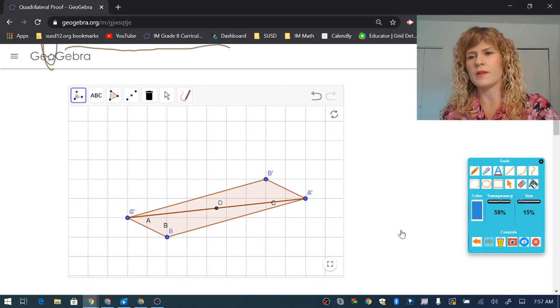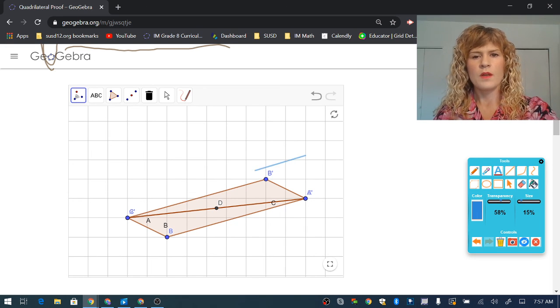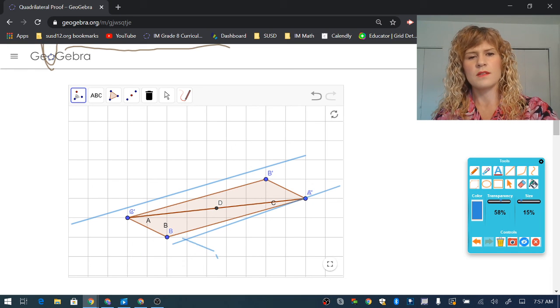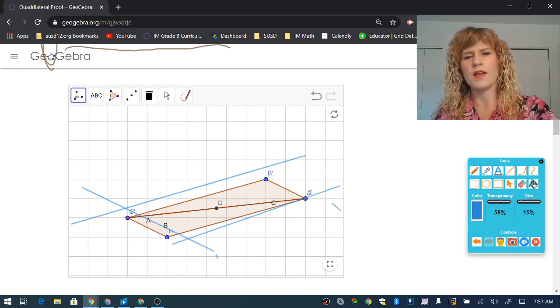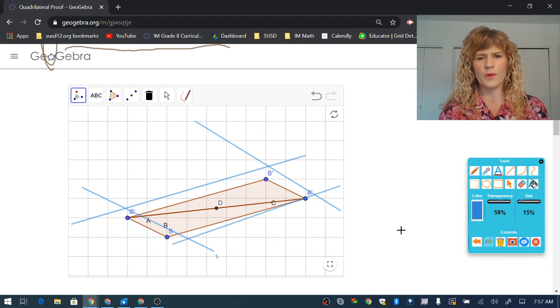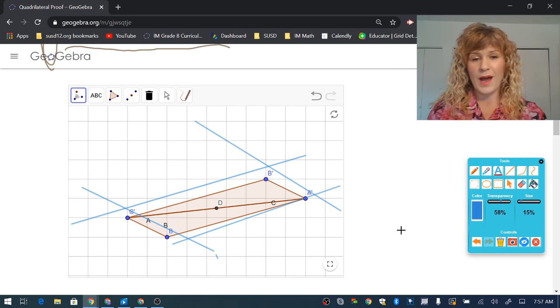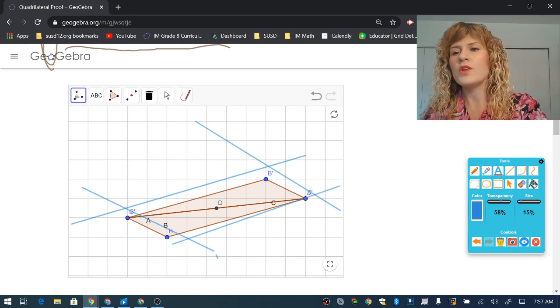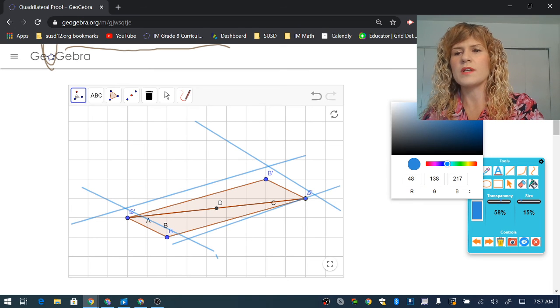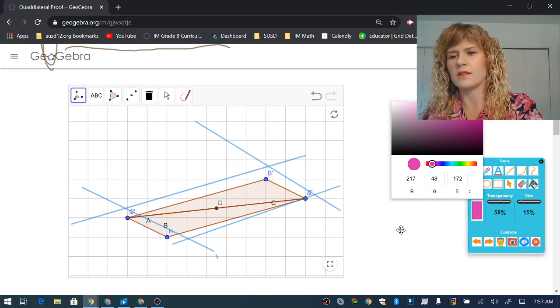Let me draw the parallel sides on here. This side here and this side here are parallel. And this side here and this side here are parallel. It's a parallelogram. And do you remember why? Because when you rotate a line segment by 180 degrees, you always get a parallel line.